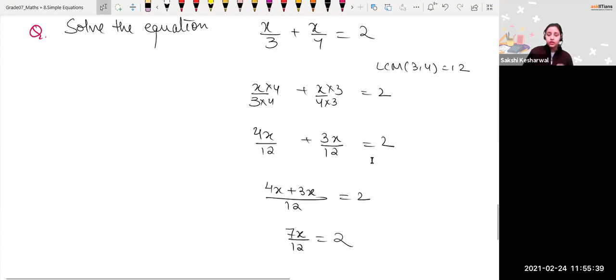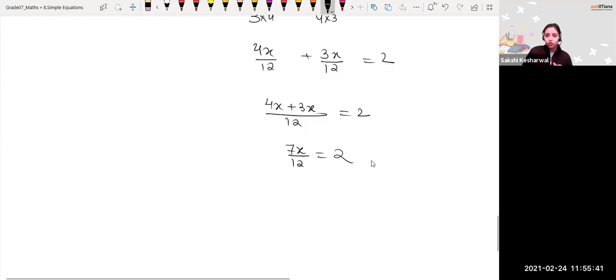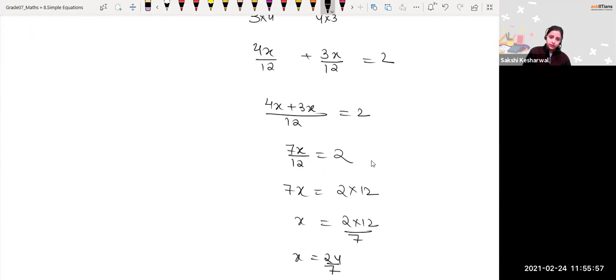Now, as I told you, you have to make the x all alone. So what you will be doing: 12 into 2 into 12 by 7x. Now, 12 was in division, it will become multiplication. Now, 7 is in multiplication, it will become division. So it will go 2 into 12 divided by 7. So x is equal to what, beta? 24 by 7. This is your answer, right?